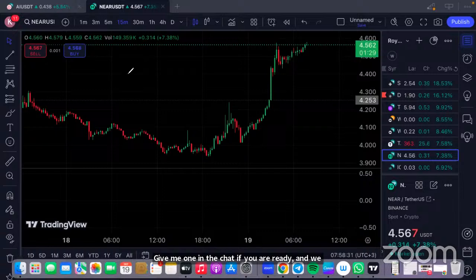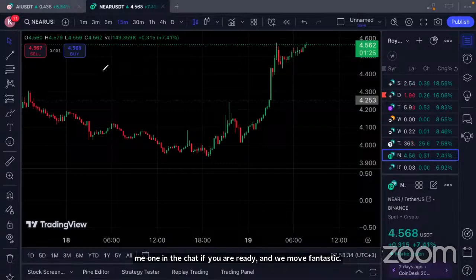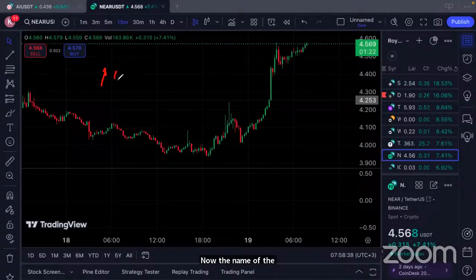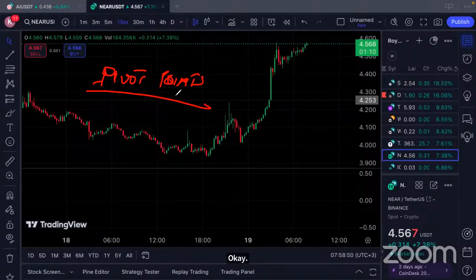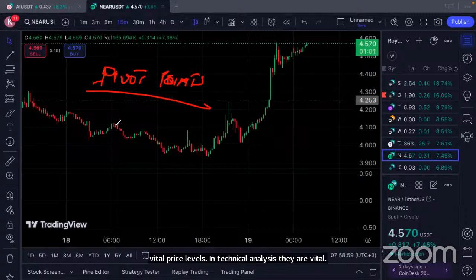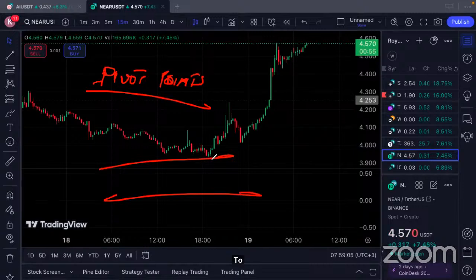Beautiful, fantastic. Now, the name of the indicator is called Pivot Points. Okay. Now, pivot points are vital price levels used in technical analysis to identify support and resistance. It helps traders spot the market pattern. So it helps a trader to know the pattern of the market.